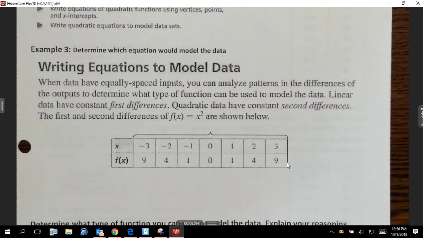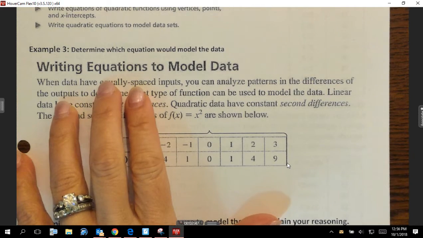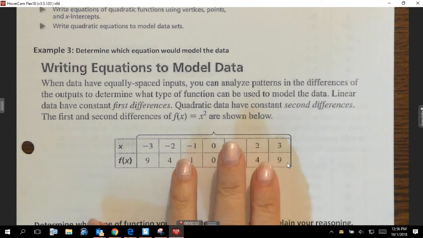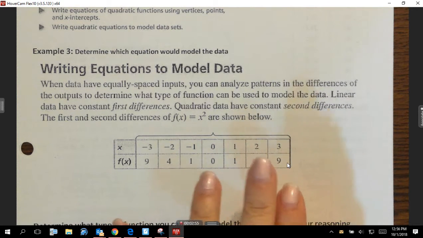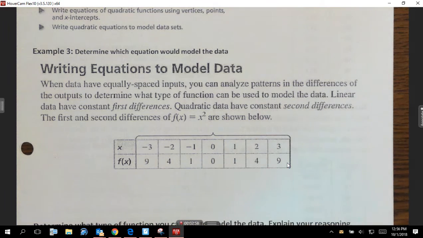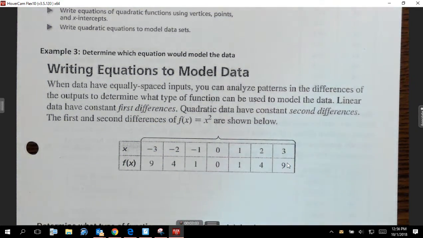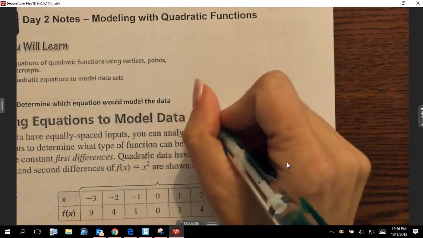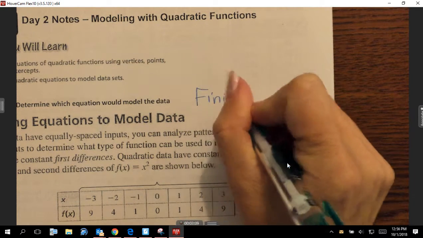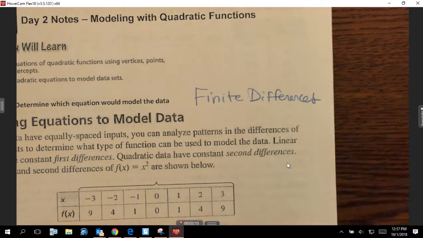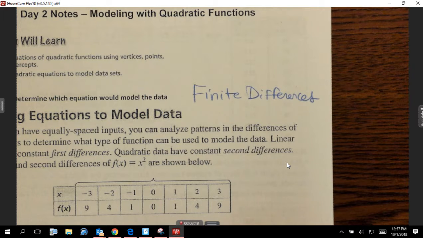All right. So today we are writing equations to model data, and the equations that we're writing are linear or quadratic. We've already learned how to do linear, so now what they're doing is they're combining linear and quadratic together. So the first thing that I want you to learn about is these are called finite differences. Finite being not infinite. Finite being there's an end to what we're doing.